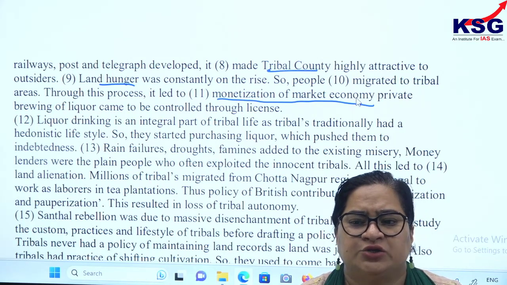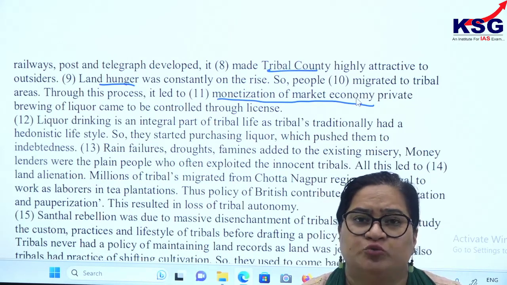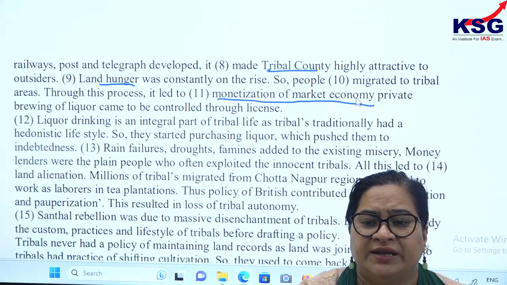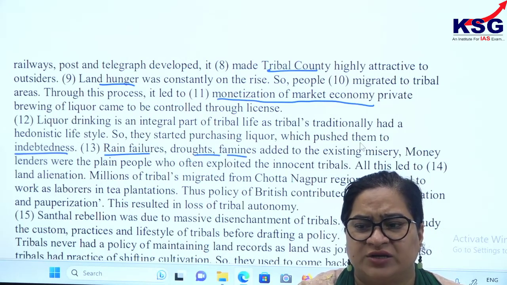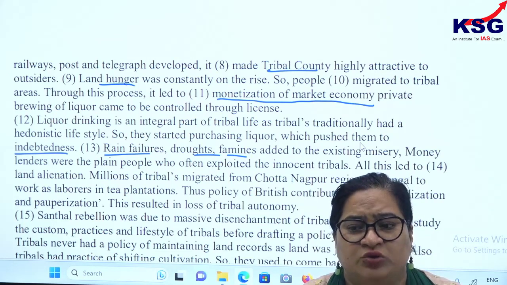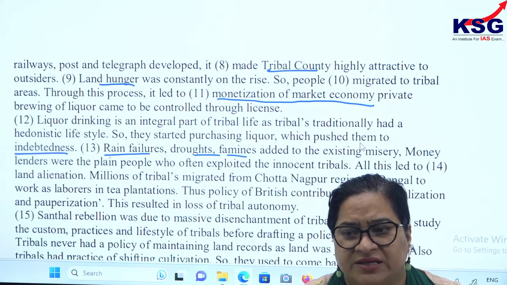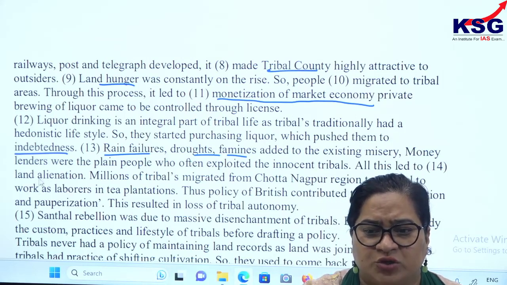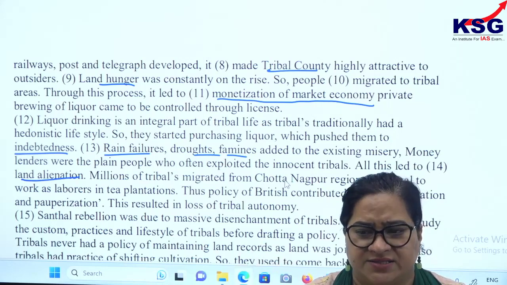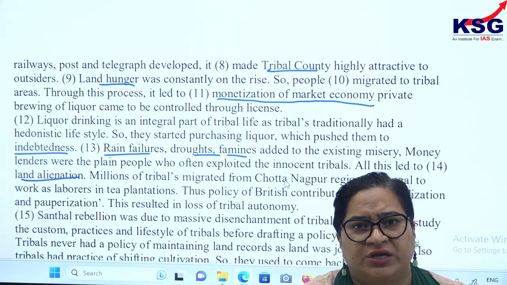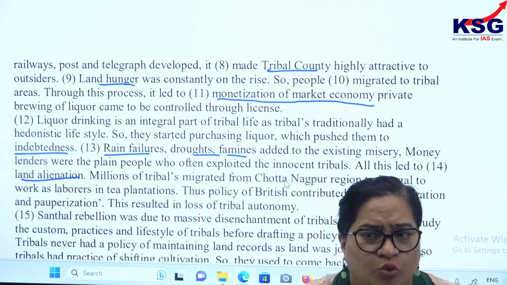So you get into the possibility of borrowing money to purchase liquor, and that will lead to indebtedness. There is failure of rain, drought, famine, all these natural calamities that will further add to the misery. You will again go to moneylenders for the money, and that will further increase the misery. There's land alienation, which has led to millions of tribals getting isolated, especially from Bengal, Chota Nagpur region of Jharkhand, Bengal, parts of northern Odisha.